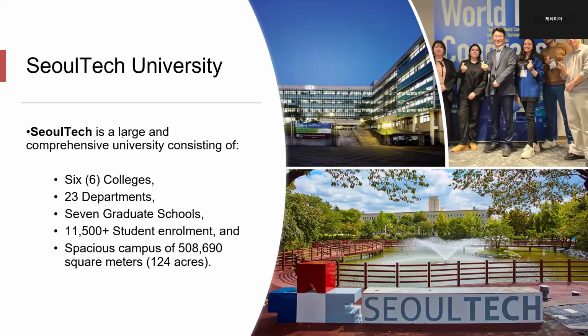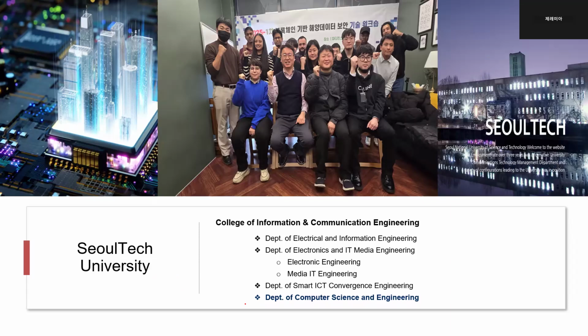SeoulTech University is quite a large and very comprehensive university, and it consists of about 6 colleges and 23 departments, as well as 7 graduate schools. As of 2025, SeoulTech has over 11,000 students, and it's quite a spacious campus, which is about 500,000 square meters, approximately 124 acres.